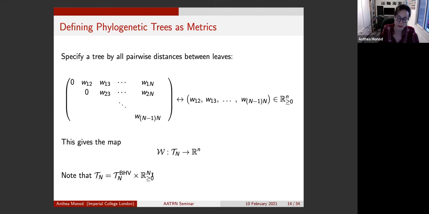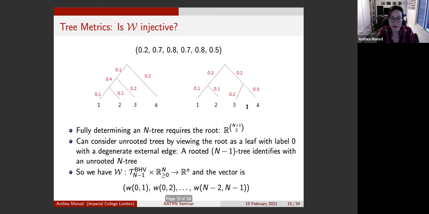Here, I'm going to expand this to include the lengths of the external edges as well. So this map W maps from trees with the external edge lengths included into Rn, a vectorial representation. Now we want to study this map. So what questions can we ask about this map?